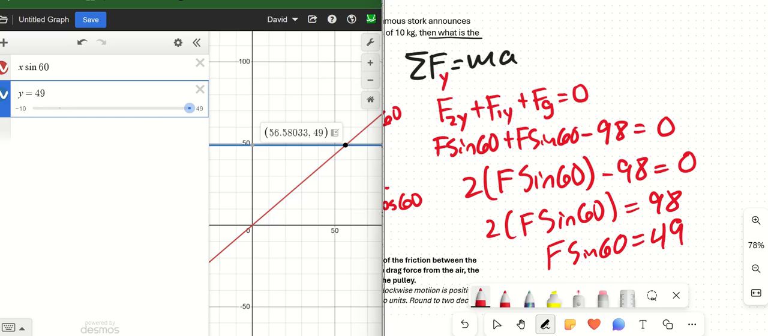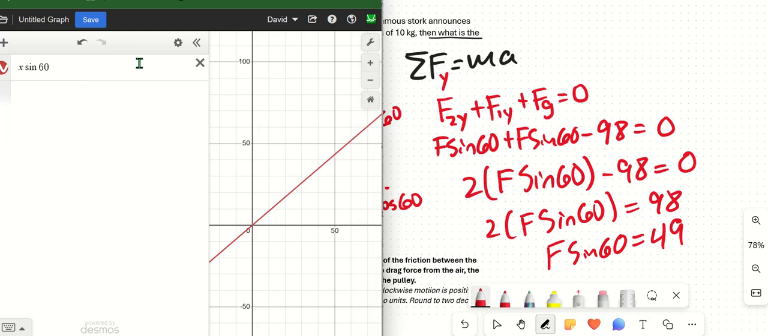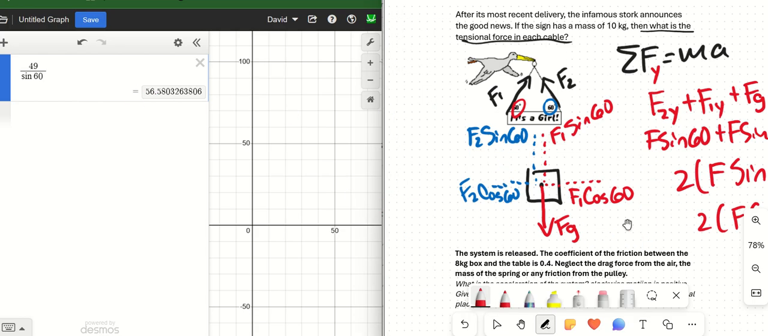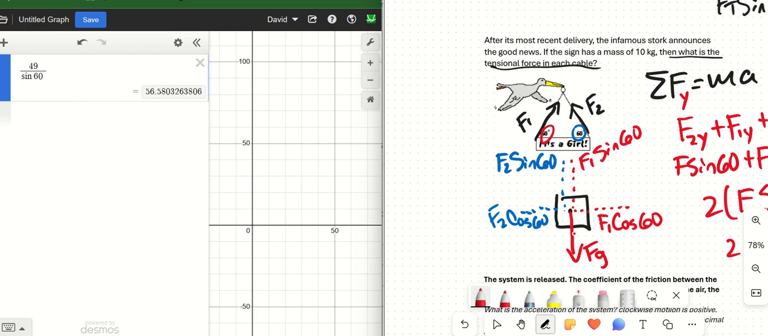Now I'm going to divide both sides by sine 60. All right, so I get 49 divided by sine 60, which gives me 56.58. My answer is the tension force is 56.58. So if I rounded this, this would be 57 newtons of force in each one of those cables, if I rounded to the nearest whole number.